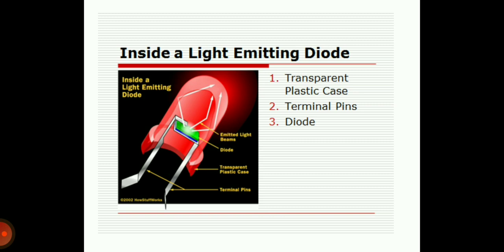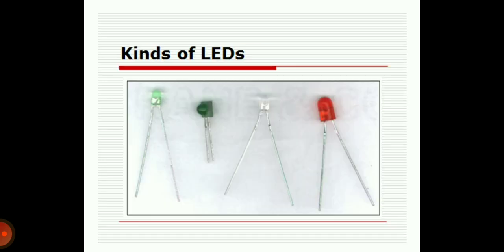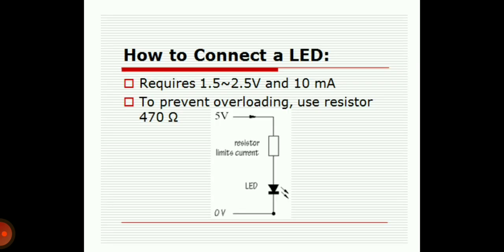Now LED consists of various parts. Inside a light emitting diode, the inside structure consists of P and N type semiconductors. These are various kinds of LEDs shown in the figure.